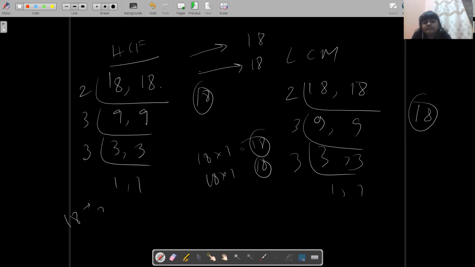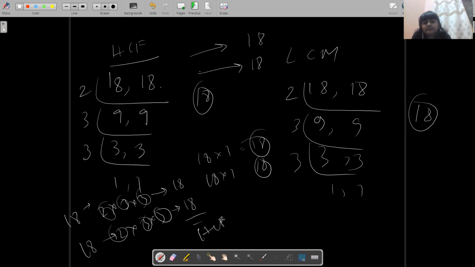What is the factor of 18? 2 into 3 into 3. What is the common factor of 18? 2 into 3 into 3. Everything is common. So I just take all of them and multiply. This is the HCF. This is the LCM. That's why it's actually the same. Got it? Yes, I got it.